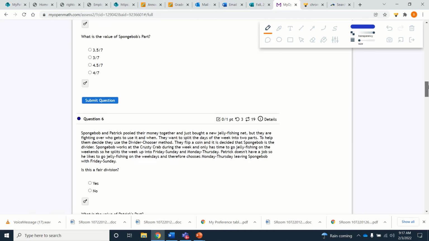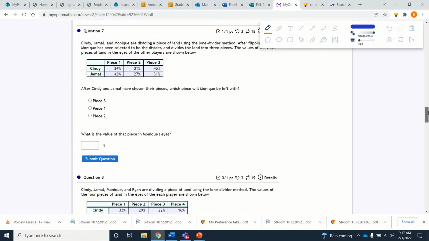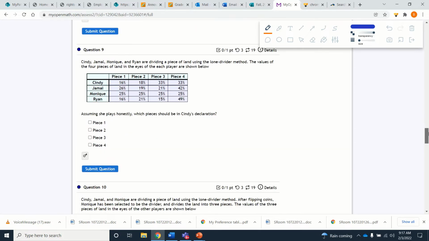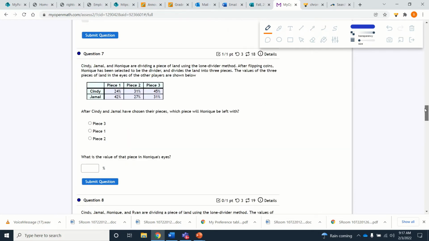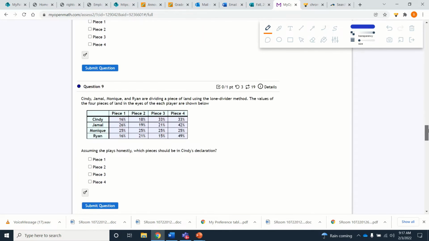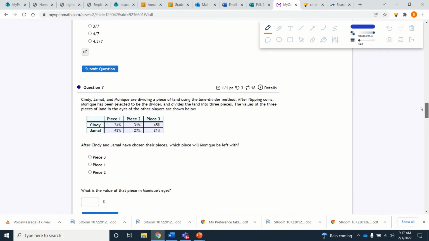Okay, so let's move down to numbers 7 and 10, which may be the same type of problem. Let's see, 7 and 10. I do believe they are. Okay, so let's look at 7.